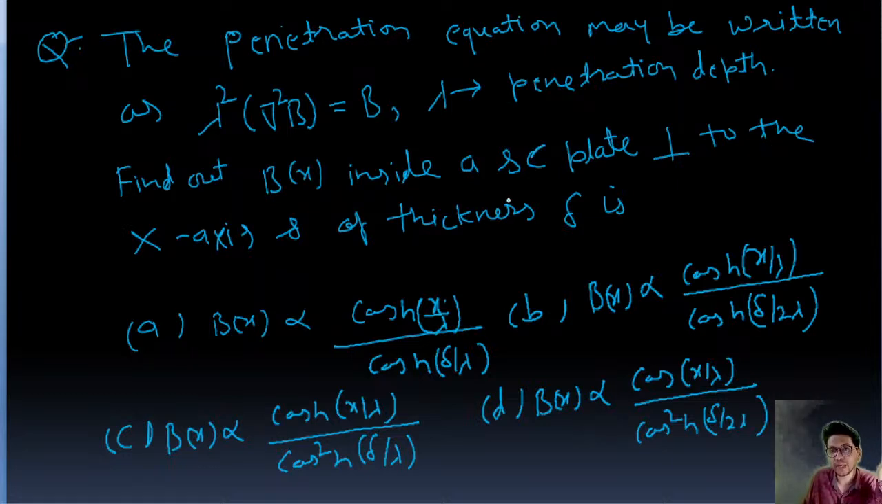So we have to find out the magnetic field inside the superconducting plate, which is perpendicular to the x-axis, and the thickness delta is given. So we have to find that B. Very simple. And this is the figure.